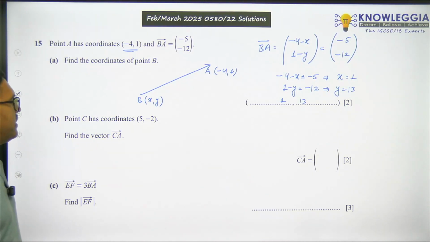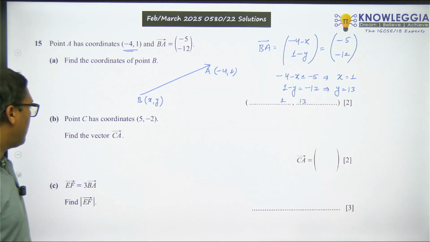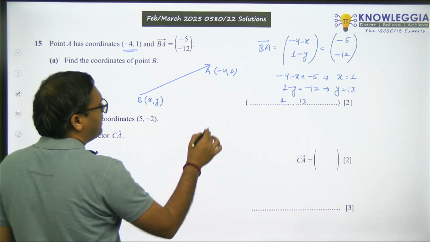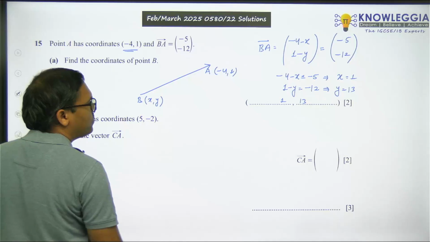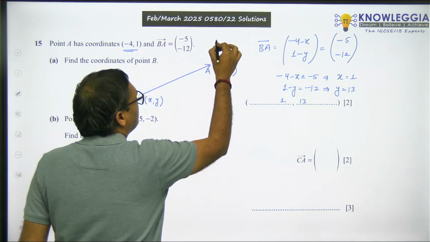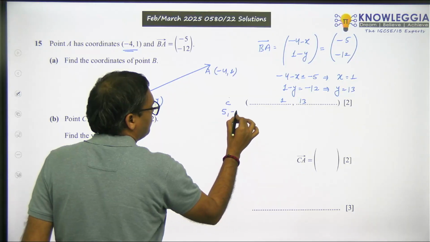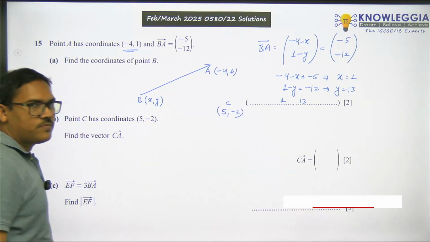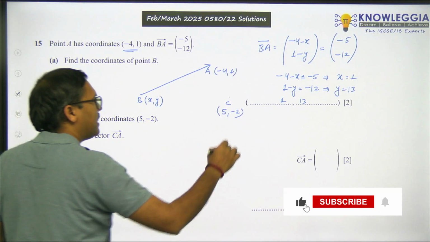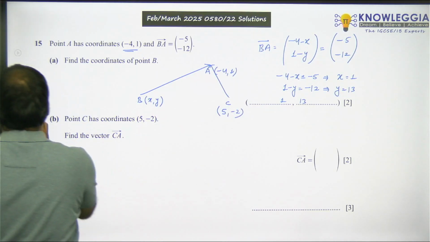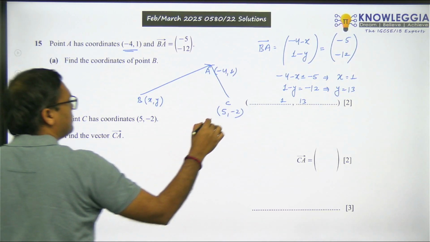Point C has coordinate 5 comma minus 2. Find the vector CA. Now C has the coordinate 5 comma minus 2. So let's say this is the point C. This is just a rough sketch to show you. 5 comma minus 2. You have to find the CA vector. That means C to A, like this. This is what you have to find.